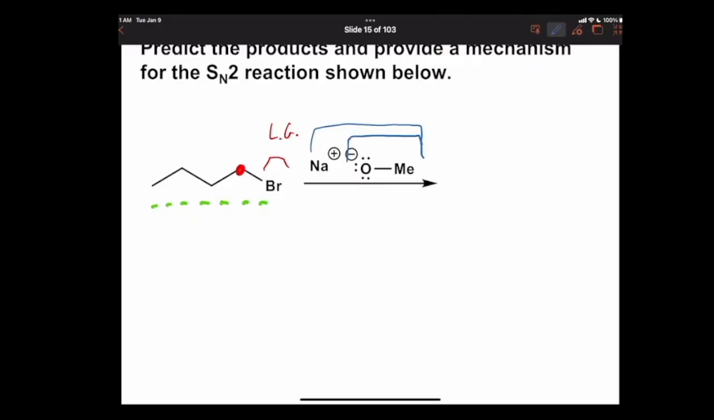The nucleophile molecule, we can call it the whole thing. We can focus on that methoxide, right? The oxygen minus with the methanol. It's the base of methanol. Sodium is just our counterion. This is coming along for the ride.